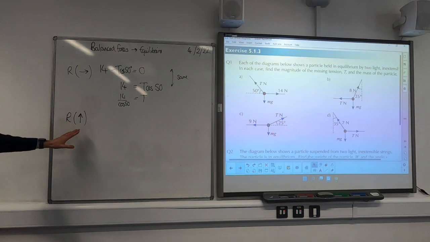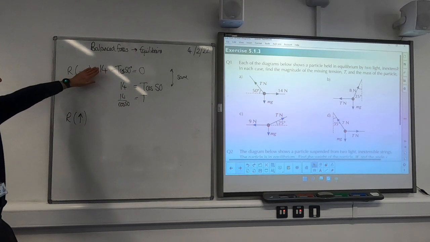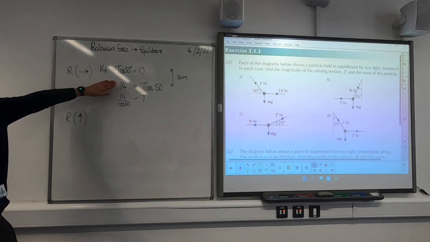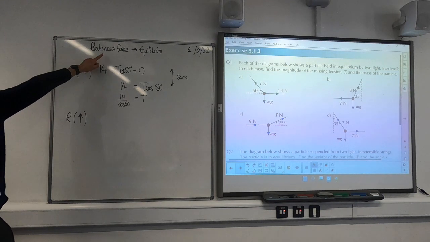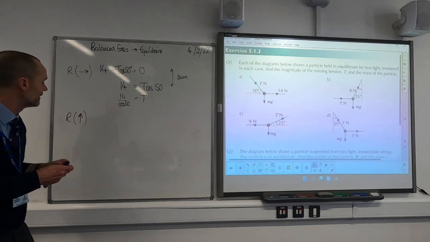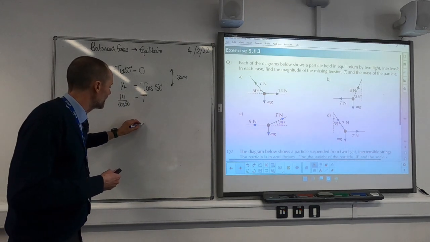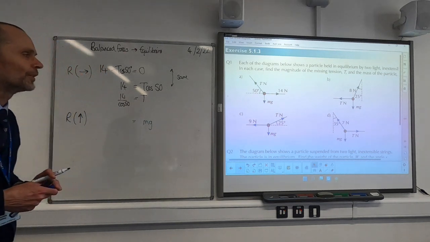So I'm now going to resolve vertically. And I'm going to go straight to here. I'm not going to write one take the other equals 0. I'm just going to say up equals down. If it's balanced, they've got to be the same. If it wasn't, it'd be moving up or down. It's not moving up or down. So force down is nice and easy. That's just the weight of the particle, mg.